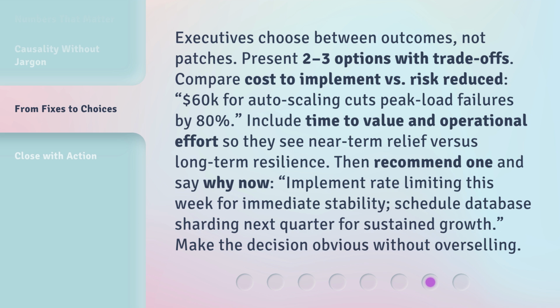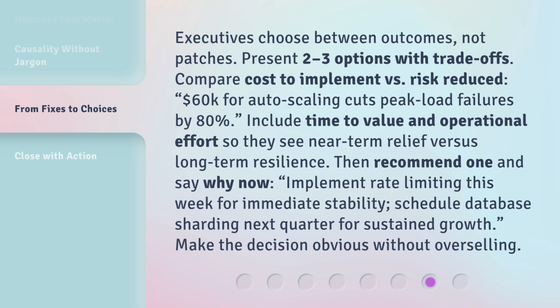Executives choose between outcomes, not patches. Present two to three options with trade-offs. Compare cost to implement versus risk reduced. $60,000 for auto-scaling cuts peak load failures by 80%. Include time to value and operational effort so they see near-term relief versus long-term resilience. Then recommend one and say why now.